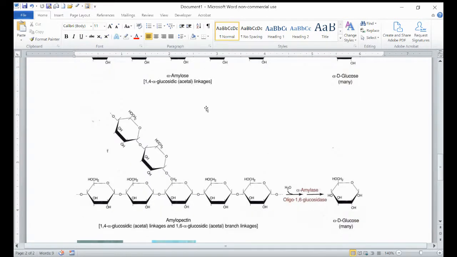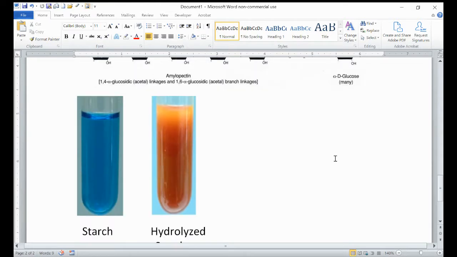And here we see the same thing happens with amylopectin, the branched chain form of starch. And so it'll turn into, again, glucose or maltose. If you're heating it with acid, it will produce some maltose. And these are the actual results that we see.